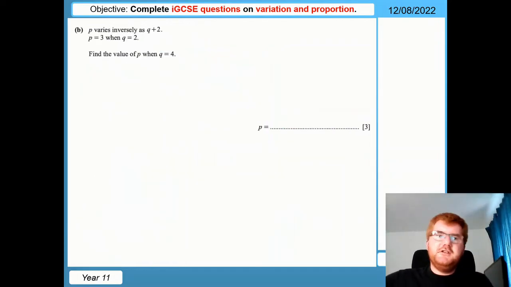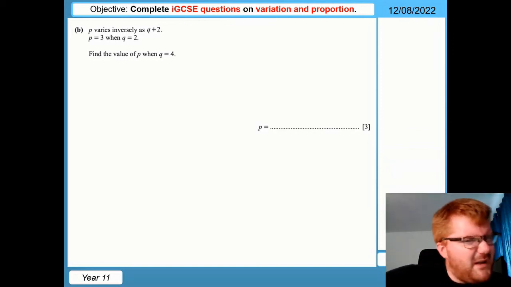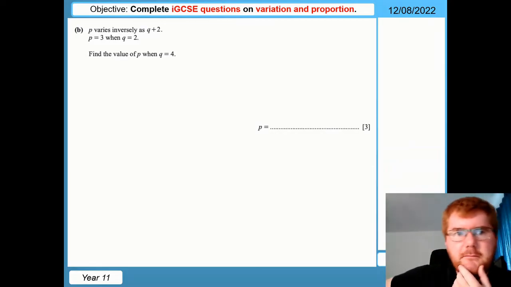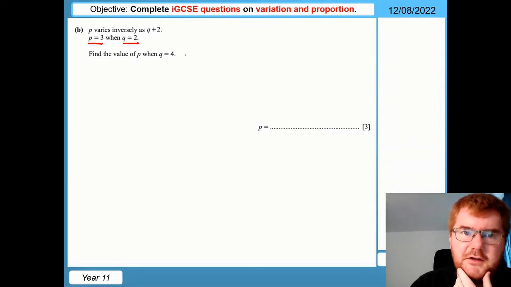And then the last question, so this is a nice little twist here. p varies inversely as q plus 2. It's like, okay, this is slightly different. p is 3 when q is 2. Again, a standard kind of question that we've seen already. Find the value of p when q is 4.